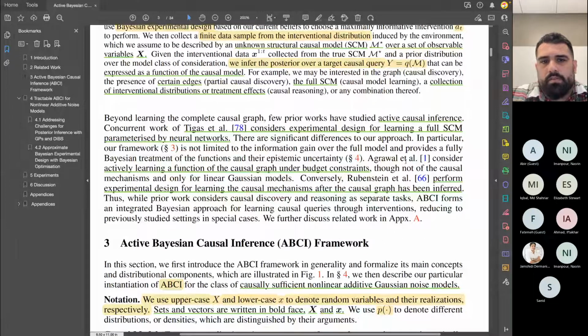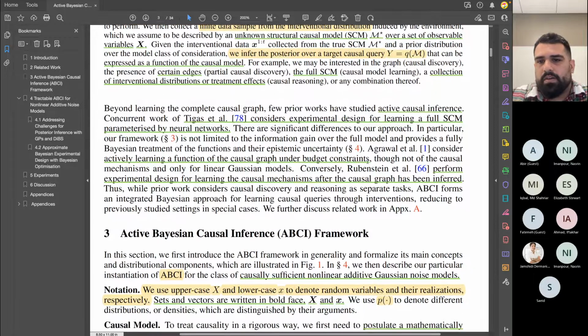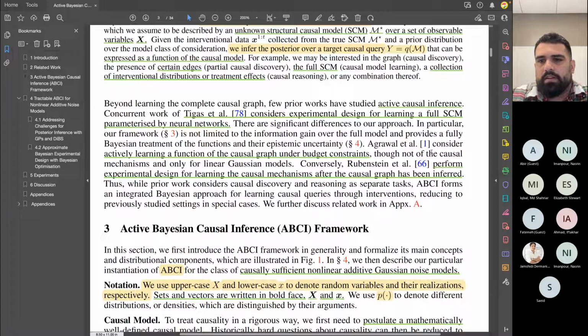Agrawal et al. Well, first of all, they talk about another study which also uses an active causal inference approach by Tigers et al., which considers experimental design for learning a full SCM parameterized by a neural network. So it's a little bit different. But there's another work they cite here, Agrawal et al. from MIT, actively learning a function of the causal graph under budget constraints. They say that this work is very similar, but in this work they do not use causal mechanisms, and it's only for a linear Gaussian model.